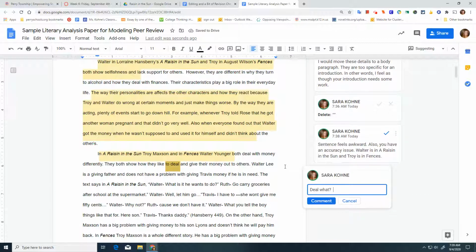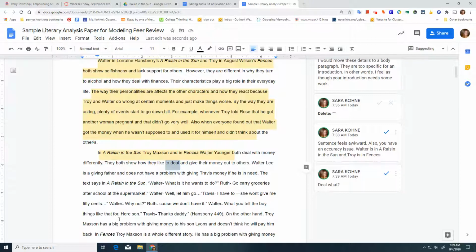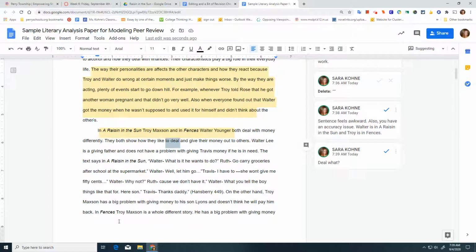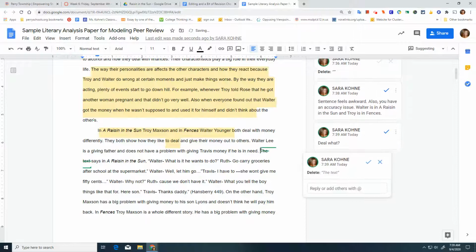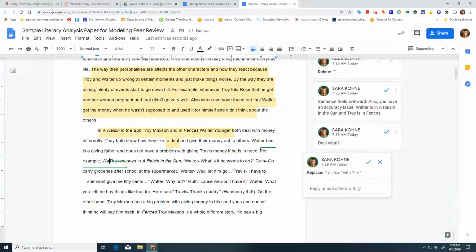Deal what? I'm a little confused there, so I'm going to ask the writer a question. "Give their money out to others. Walter Lee is a giving father and does not have a problem with giving Travis money if he is in need. The text says in A Raisin in the Sun, quote, Walter..." I would say, you wouldn't say the text says. I would say, for example, Walter says, let's see. Make the suggestion. For example, Walter says, yeah, so fix that.